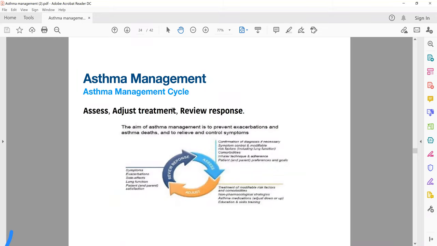And this is the cycle made by the GINA 2020 guidelines. They address 3 parts. Assessing: we assess the patient, symptom control, risk factors, and comorbidities, such as whether the patient has any other respiratory disease. After that, we adjust what we assessed if needed. If it's not needed, we don't adjust anything. After adjustment, we review our response. Reviewing the response can be done in 2 ways: seeing the patient directly, his symptoms, number of exacerbations, and side effects of medications, or by doing an asthma control test. It can also be an effective way to measure the response in general.